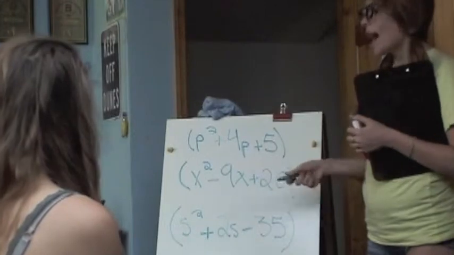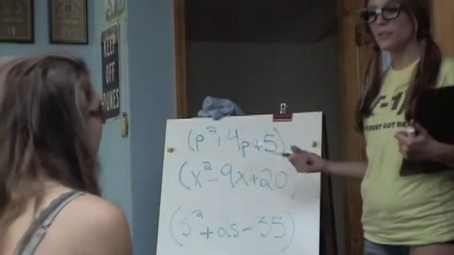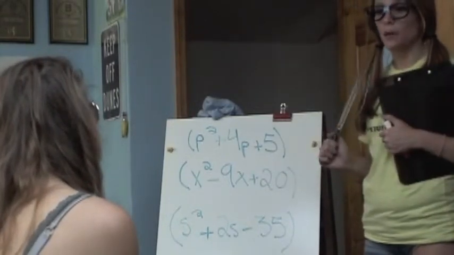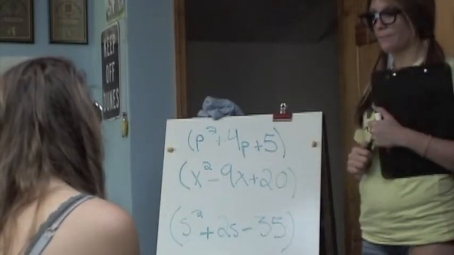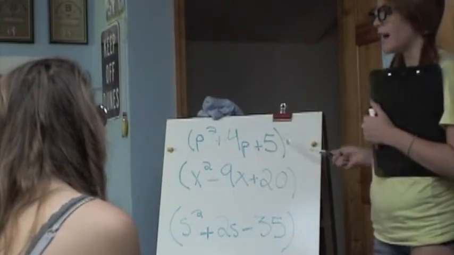Now, class, I have placed some quadratics on the board. A few of them are not factorable and a few of them are. I would like you to tell me which ones are which. First, let us begin. p squared plus 4p plus 5.